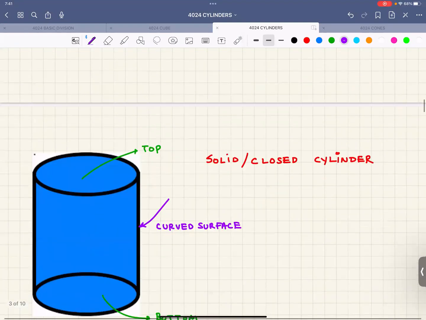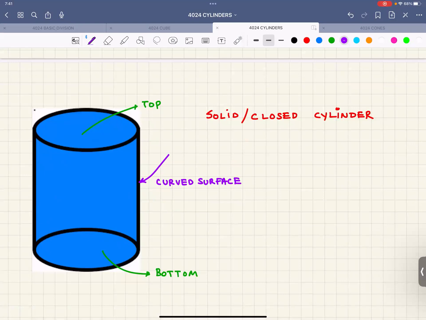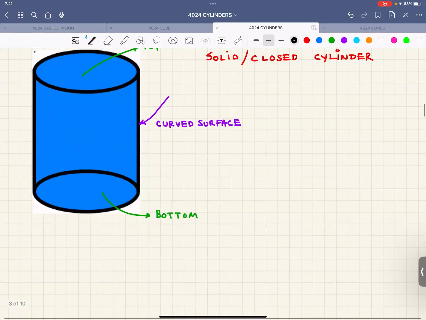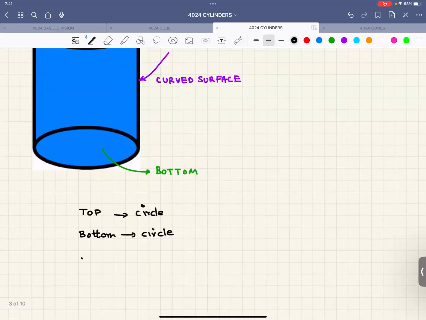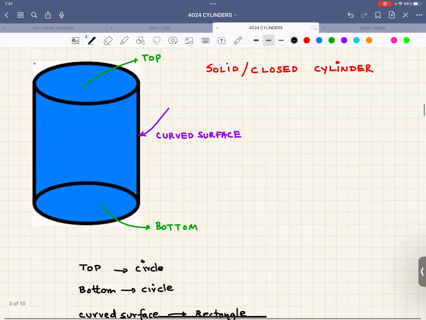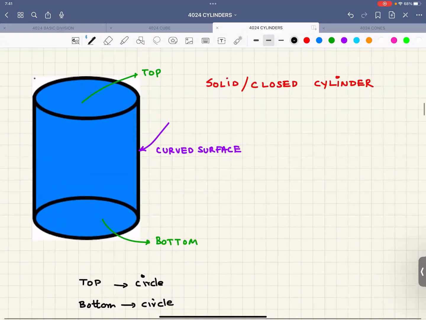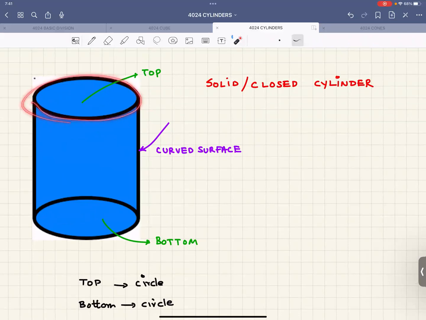When I talk about a solid closed cylinder, I'm specifically talking about these things. The top is a circle. So is the bottom. That's also a circle. And the curved surface area, that is basically a rectangle. Now, this looks kind of not making any sense. How is this curved surface area a rectangle?